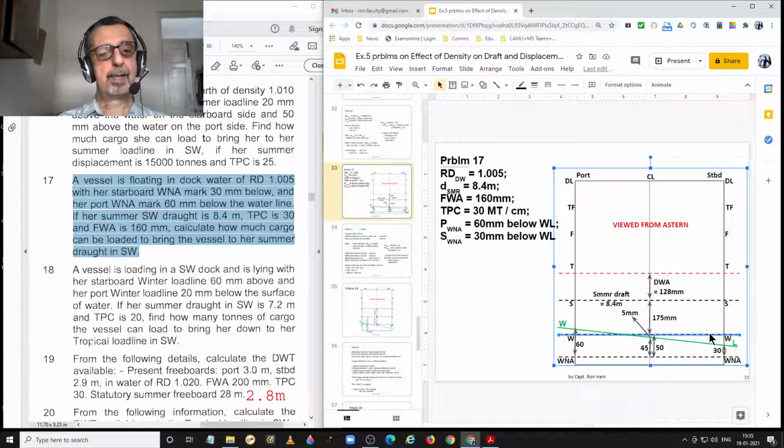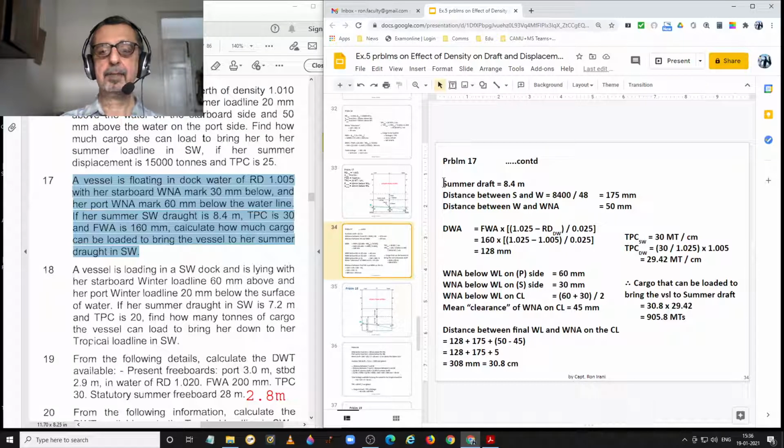We have to find how much cargo can be loaded to bring the vessel to her summer draft in salt water. Thus, we have to calculate the dock water allowance, which has to be added to the clearances. And we know freshwater allowance is equal to 160 millimeters. Therefore, dock water allowance can be calculated by using the formula freshwater allowance multiplied by the difference of relative densities divided by 0.025. Let us see the solution now.